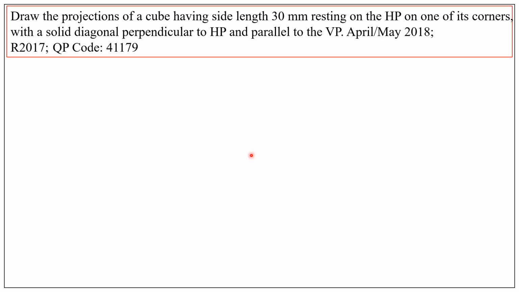In the problem statement, the object given is a cube. It is resting on the horizontal plane with one of its corners on it, such that the solid diagonal is perpendicular to HP and parallel to VP. Note, it is the solid diagonal, not the axis.